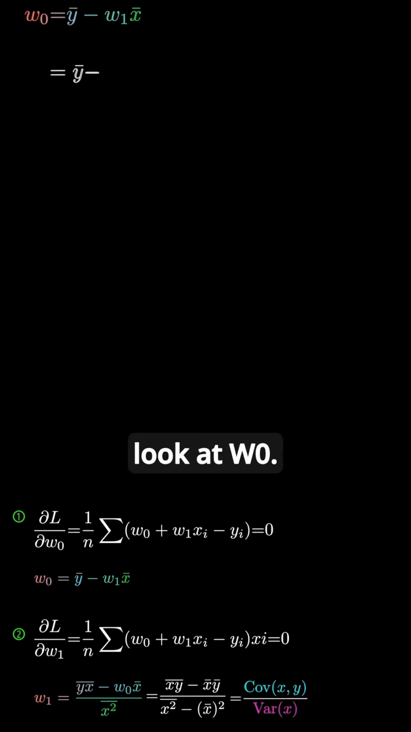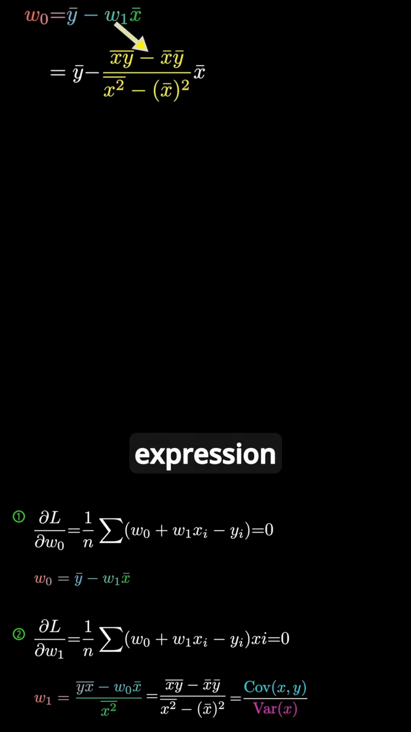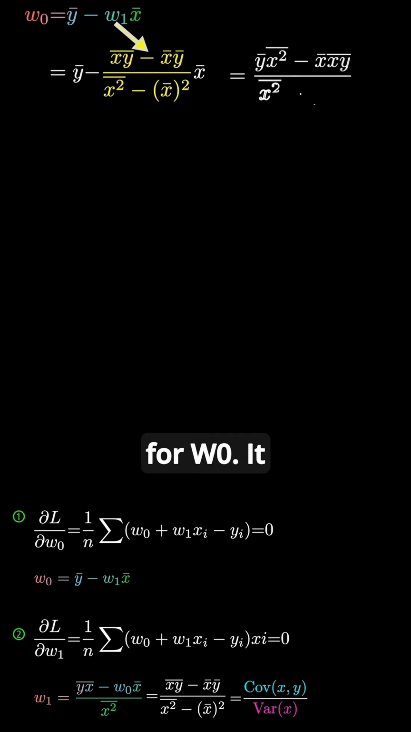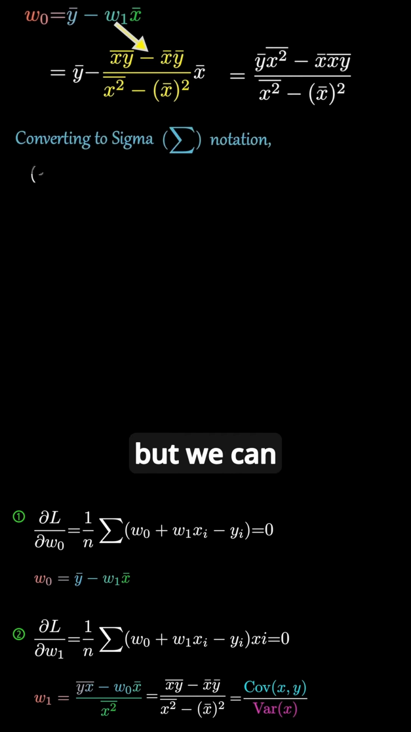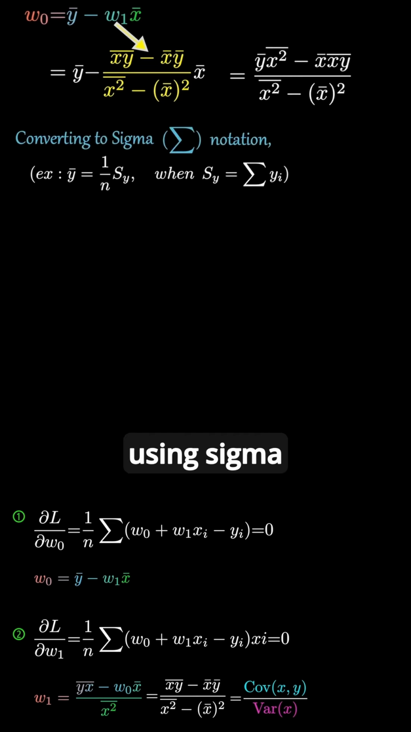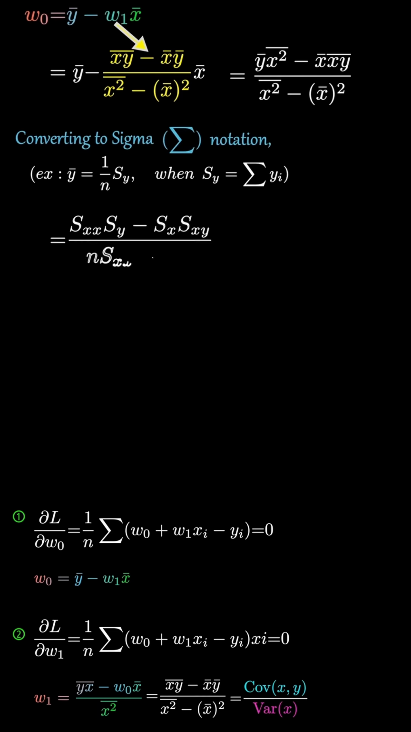Now, let's look at W0. Since we already solved W1 in terms of x and y, we can just substitute that expression into the equation for W0. It looks complicated, but we can simplify it a bit using sigma notation. Even then, it's still a bit complex, but let's go through it.